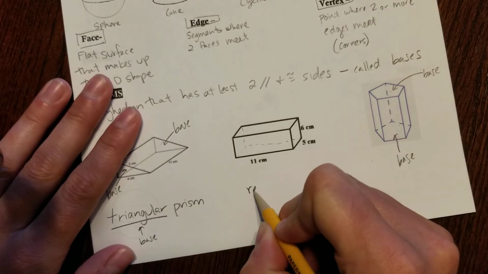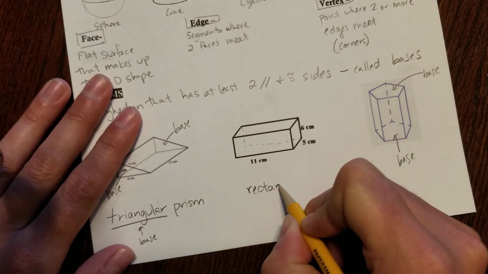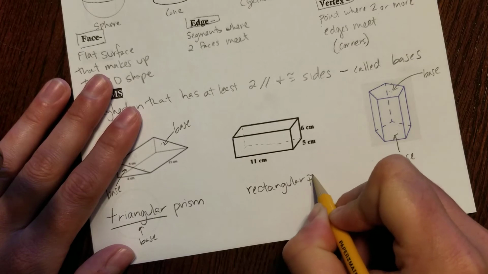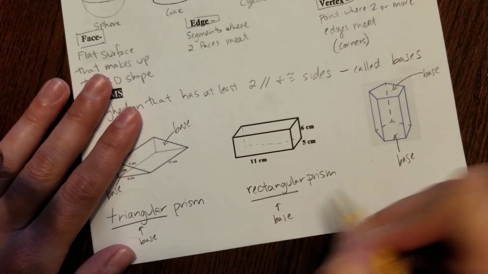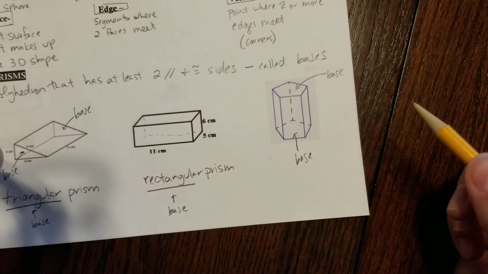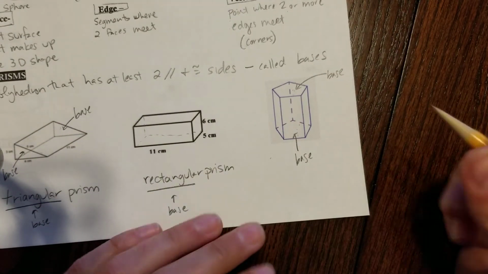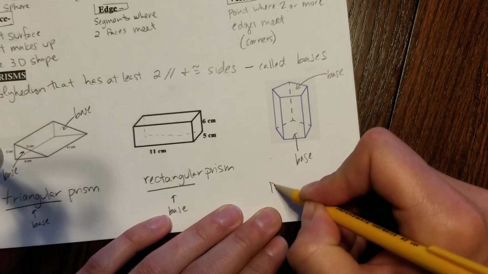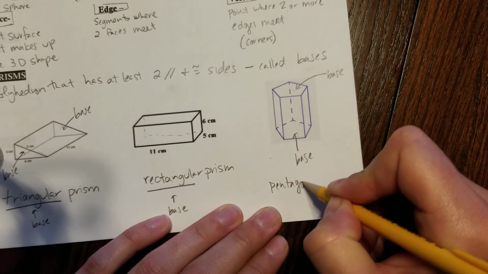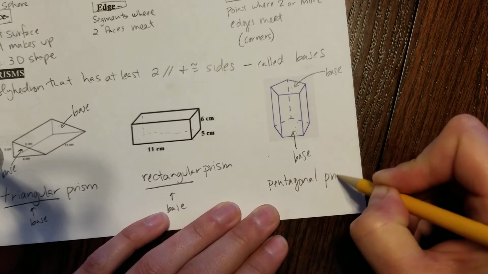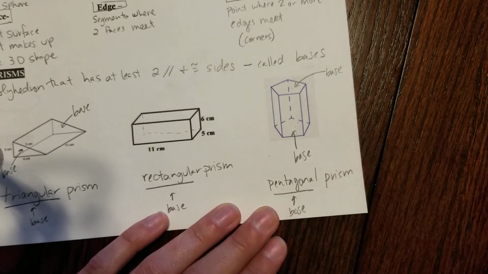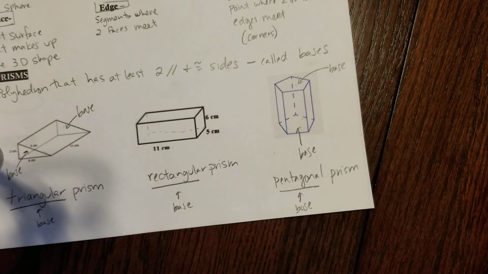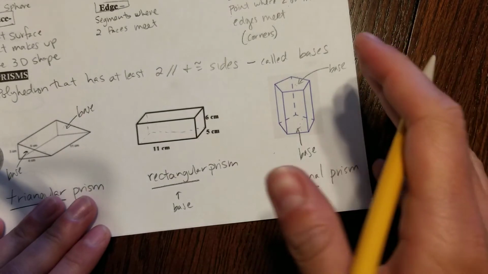This would be a rectangular prism. All of the sides are rectangles. And this is a pentagonal prism, however you want to say it. Pentagonal prism, because the pentagons are the bases. All right, so those are prisms.